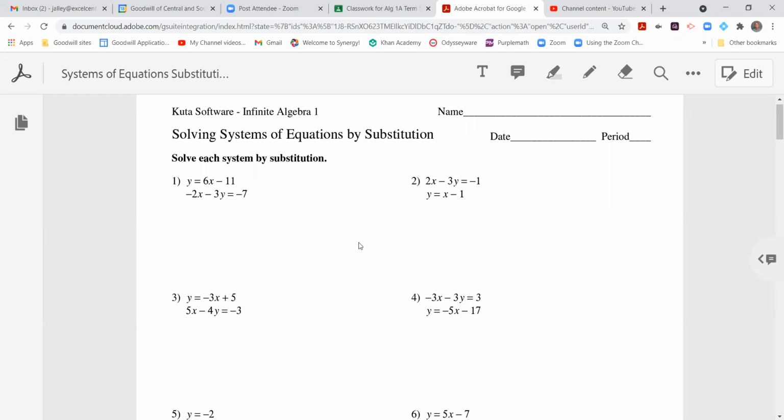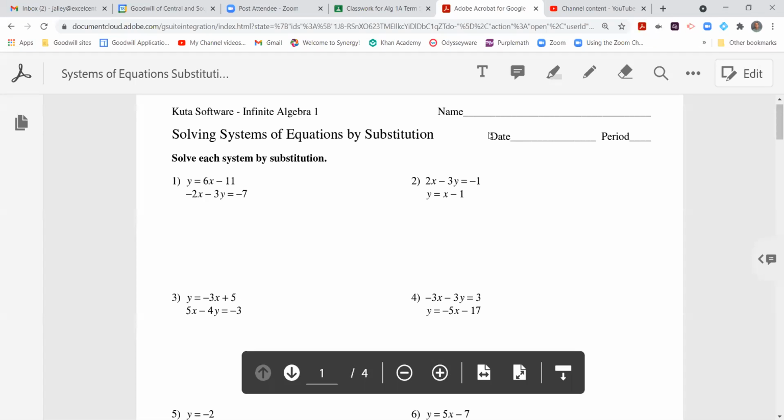But again, because we're talking about a system, if we have something that says y equals something in one equation, then we know that y can equal the same thing in the other equation. Because the y's refer to the same thing, the x's refer to the same thing. So if you look at this first problem, right off the bat, it says y equals 6x minus 11. Okay.